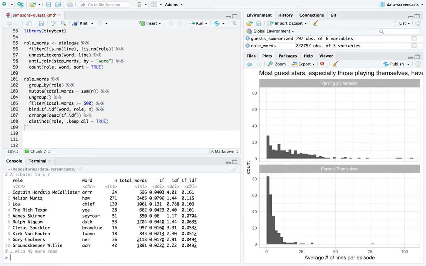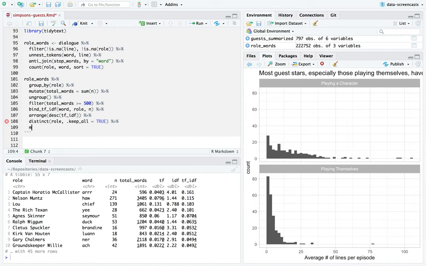And now I've got every character. What is the high TF-IDF? Gary Chalmers is the superintendent, and then he goes Skinner, which looks like they get split up in these lines of dialogue. So these are running gags. Later I think I'm going to show a YouTube clip that gets across a lot of this idea that The Simpsons has a lot of characters that always say the same thing.